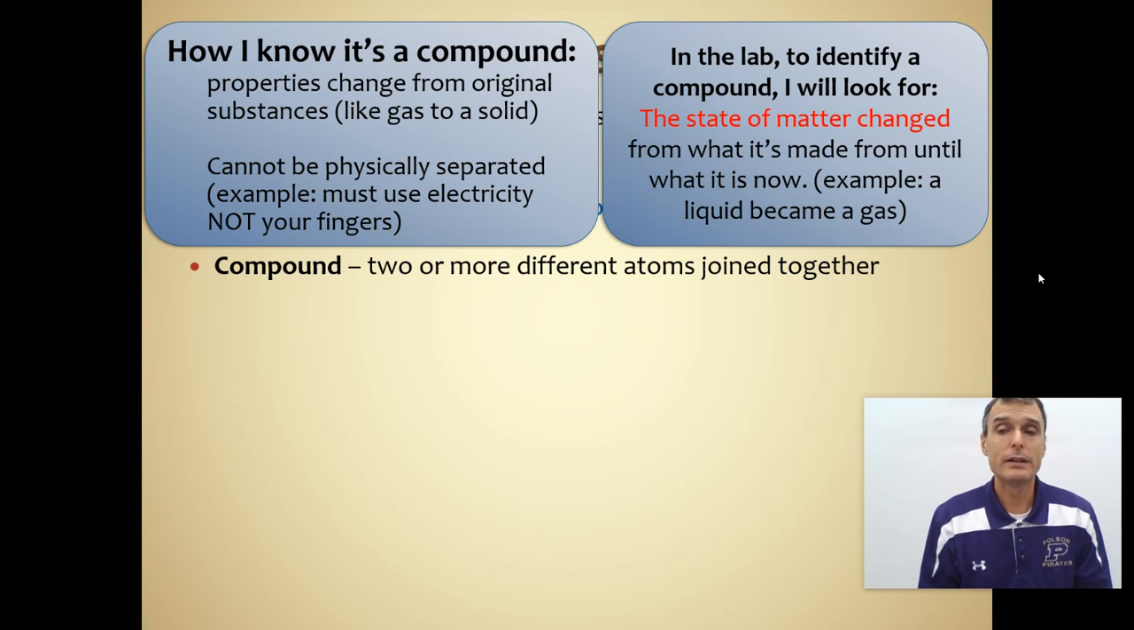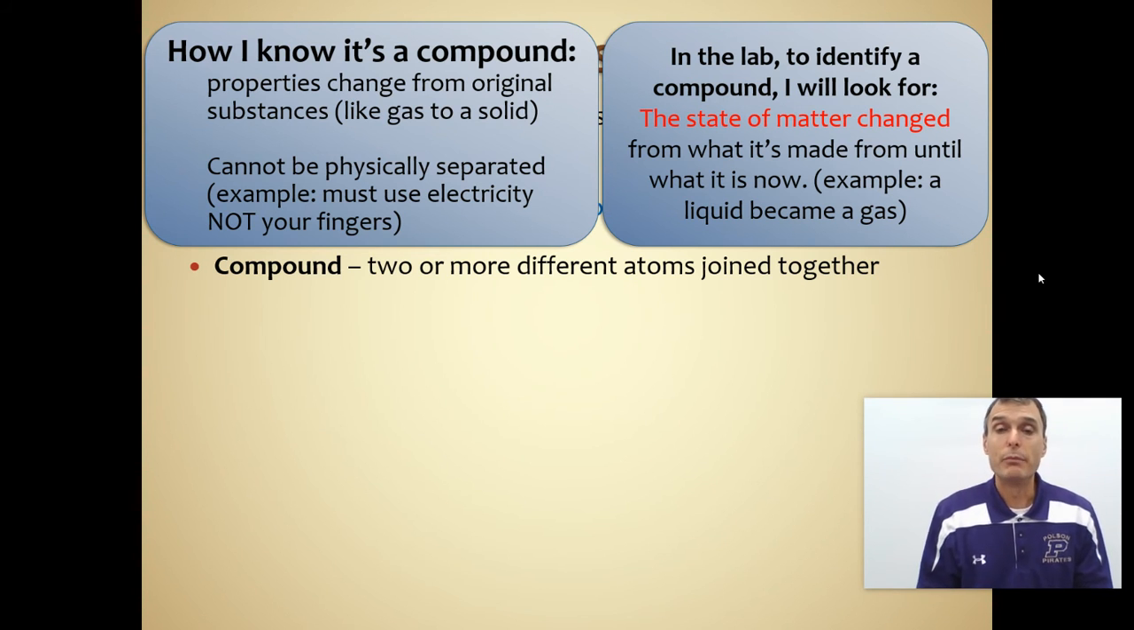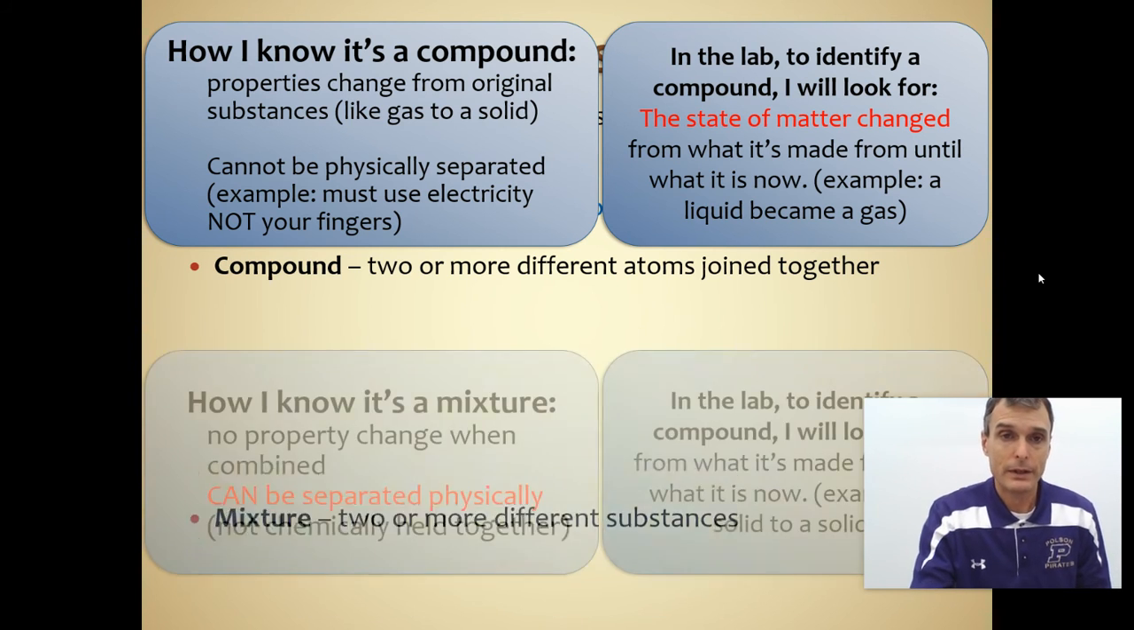And the main part that you need to understand is there is a property change. It does not have the same properties of its components that were combined together. A good example for this is water, because water is made of hydrogen, which is a gas, and oxygen, which is a gas. And we put them together, we don't get a gas, we get a liquid. Sometimes we get ice. Anyway, that is what a compound is, a property change.